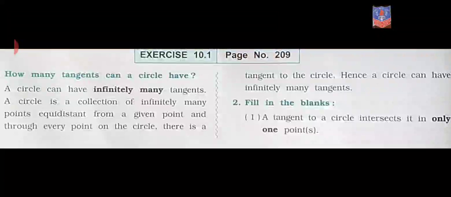Now question 2. Question 2 is fill in the blanks. What is the first blank? A tangent to a circle intersects it in dash point. Point or points? We all know that a tangent to a circle intersects it in only one point. Tangent means a line which intersects the circle at exactly one point. So the answer is only one point, or exactly one point. You can write only one or exactly one point. I hope you understood. A tangent to a circle intersects it in exactly one point.